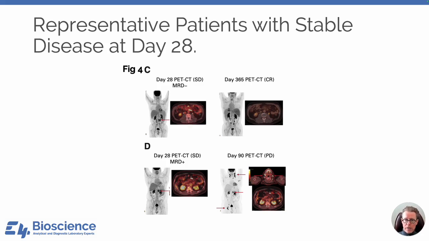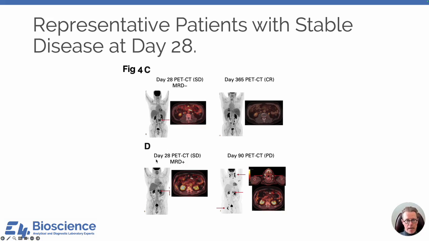Here we have some patients that talk about those. We've got day 28, somebody with stable disease, PET-CT, MRD negative. So they have disease, but it's stable. But what's interesting is that it's not able to be detected from a molecular perspective. And you can see at day 365, they have actually converted into a CR. Now, it's part of the wonders of biological science there.